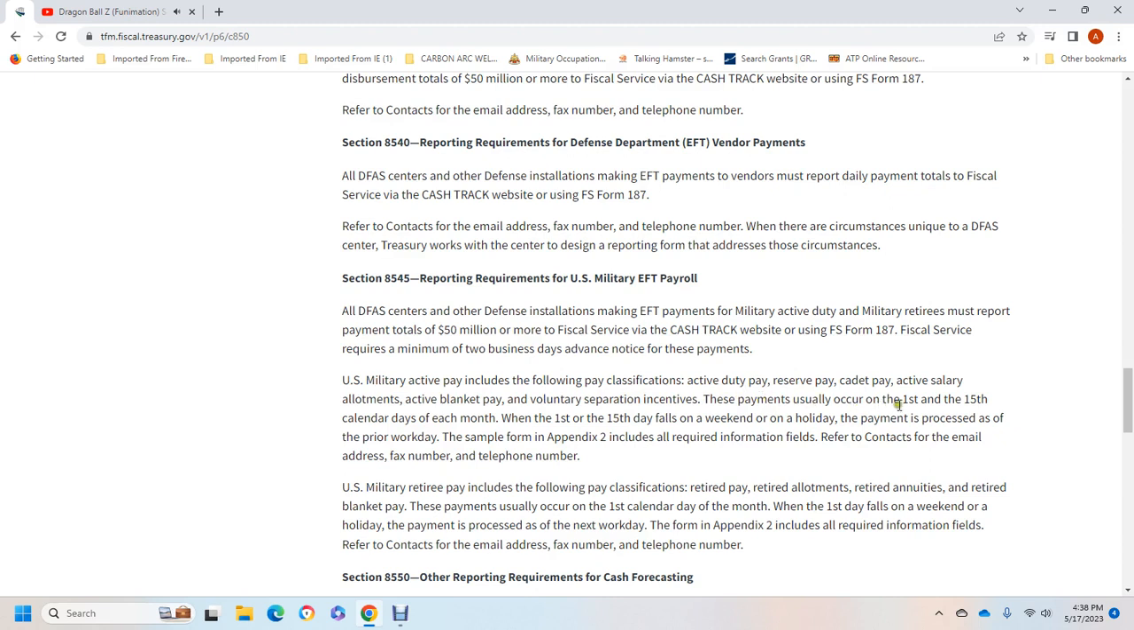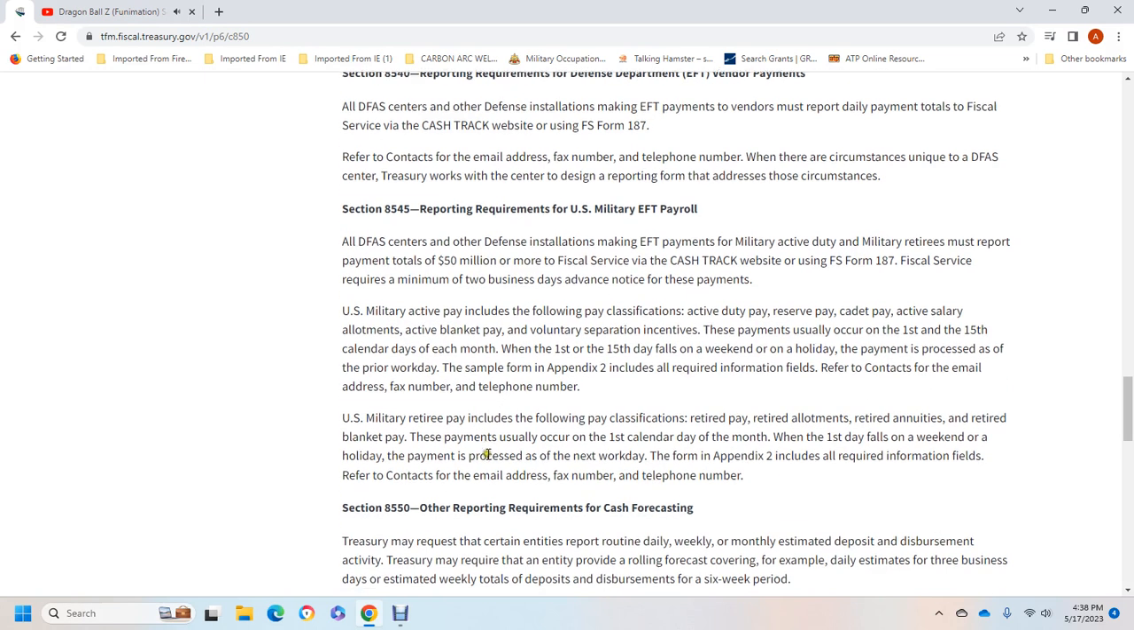These payments usually cover the 1st and 15th calendar day of each month. If the 1st and 15th calendar day fall within the weekend or a holiday, the payment is processed for the prior working day. Sample of the Appendix 2 includes all information required. Information fields refer to the contacts, emails, address, the fax number, the telephone number.